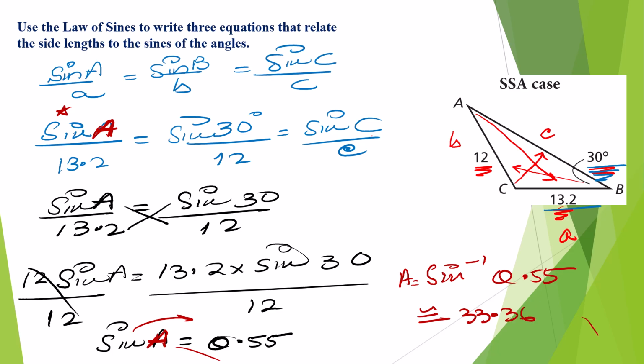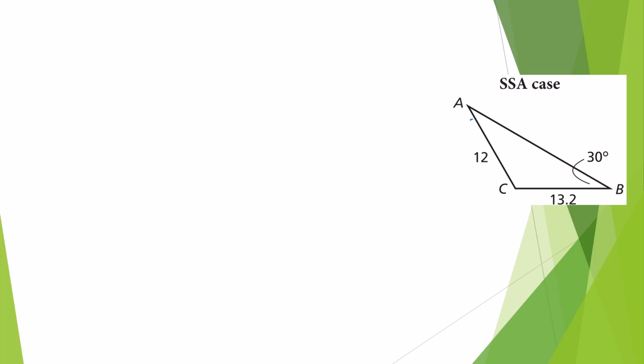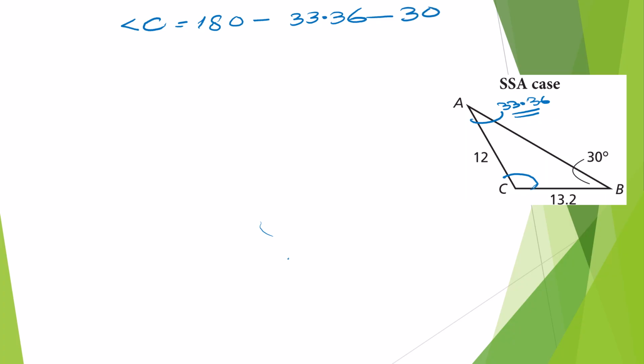So A is 33.36. Now, if two angles are given to me, this is an angle and 30 is the angle, to determine the third angle, I add these two angles and subtract from 180 degrees. Why from 180 degrees? Because the sum of the three angles in a triangle is 180 degrees. So right here angle C equals 180 minus 33.36 minus 30. Both the angles you subtract from 180 degrees.